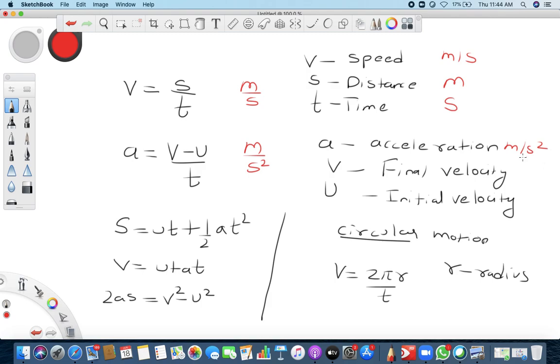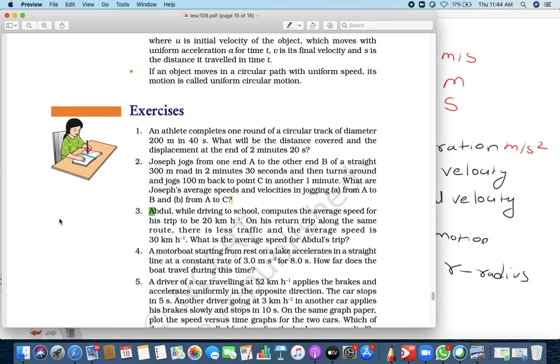Now, let me take you to the exercise. I'll help you with the same. If you read the first question, it tells you an athlete completes one round of a circular track. Before we go ahead, make sure you understand the question. Read the question two to three times before you attempt it. So make sure you read it twice and then we will see.